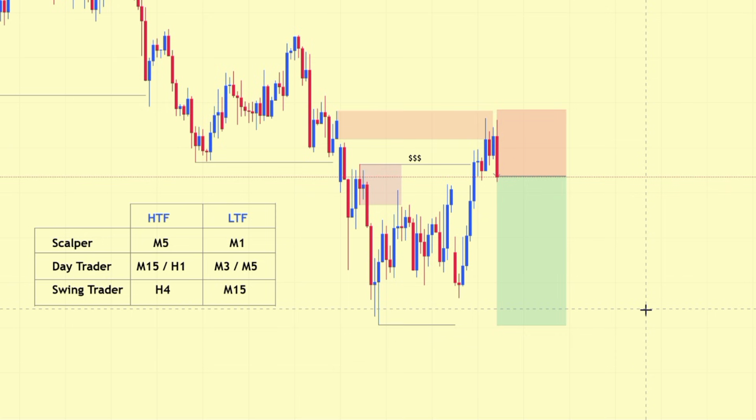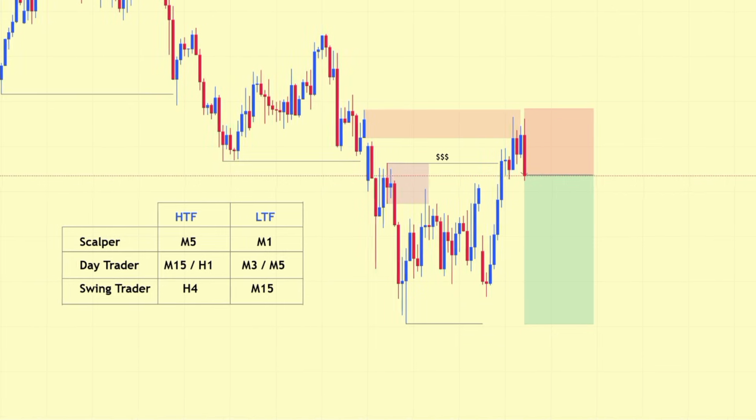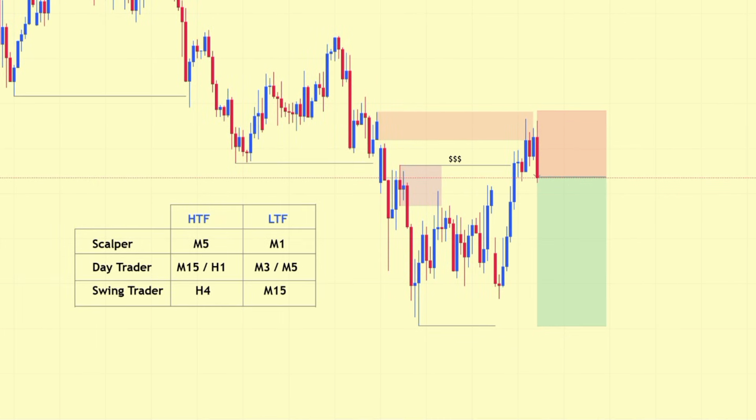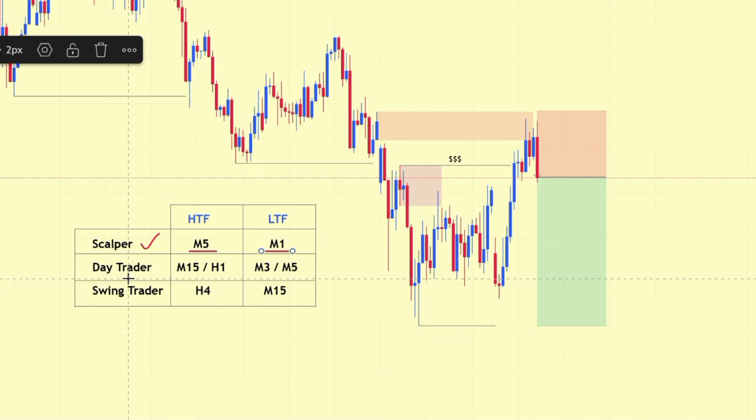Now in today's video, using top-down analysis, here is when we get to introduce another time frame, that is a lower time frame. Depending on your trading style, if you are a scalper, a day trader or a swing trader, these time frames will differ. For the scalper, the higher time frame will be the M5 and the lower time frame will be the M1, or the 1 minute time frame.